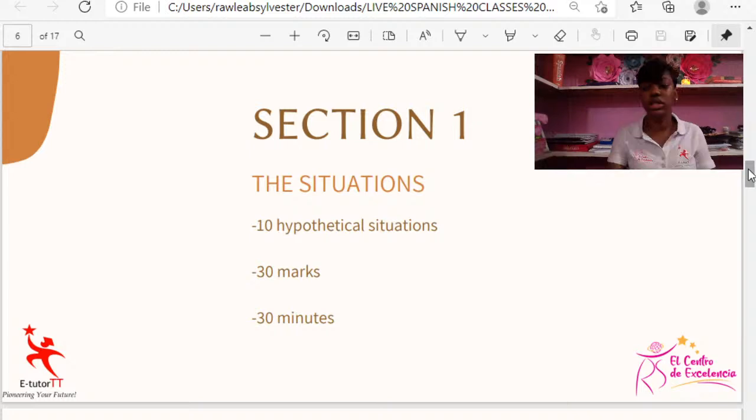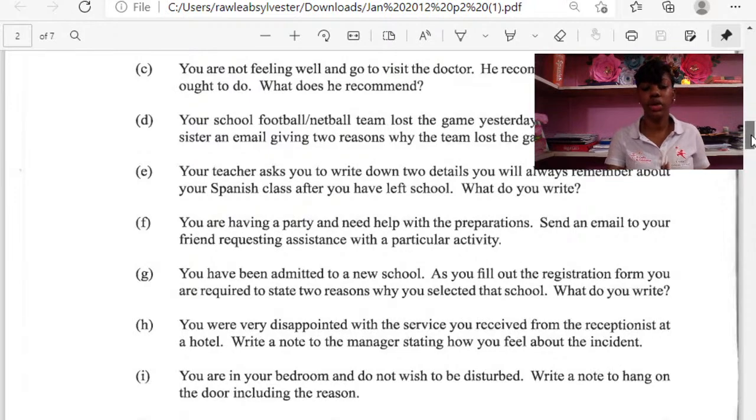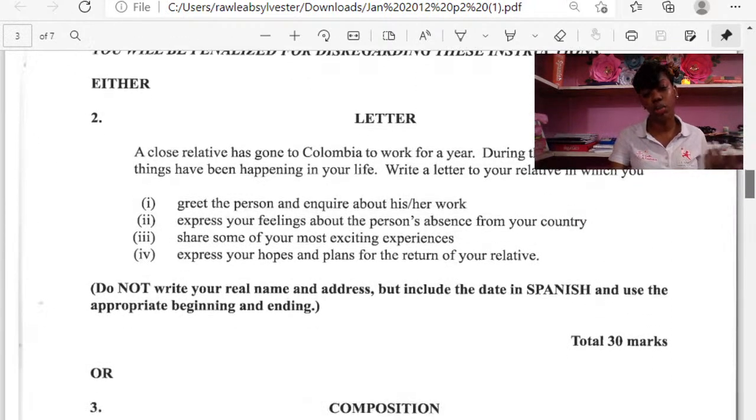So, moving quickly on to section 2. For section 2, I would bring up a past paper as well. Section 2 is where you have your letter or your composition. There isn't a major difference between the two. However, I just prefer the letter. I just prefer to write letters. That is just my personal preference. When I am preparing students, I stress the letter. The mark allocation is still the same. You still have 30 marks.